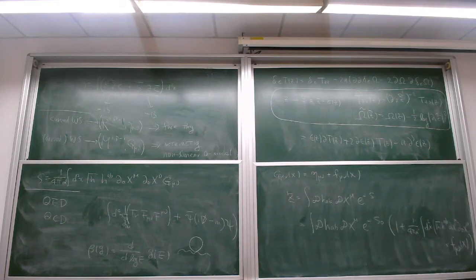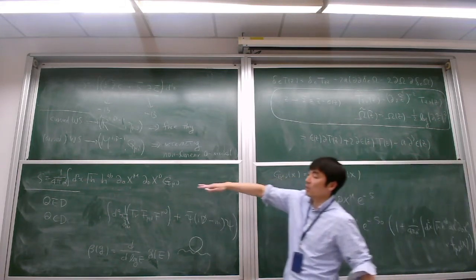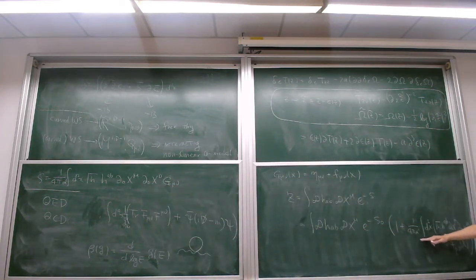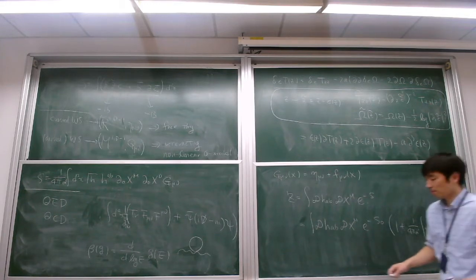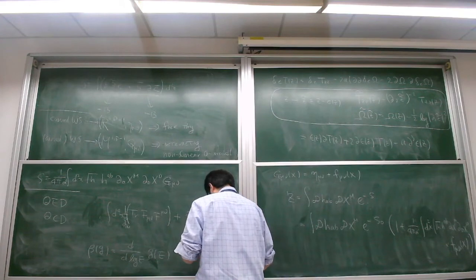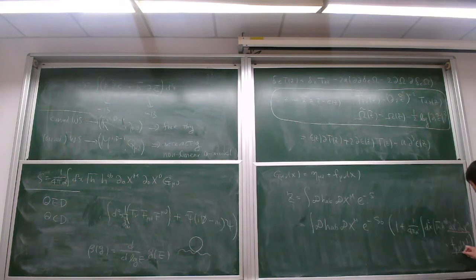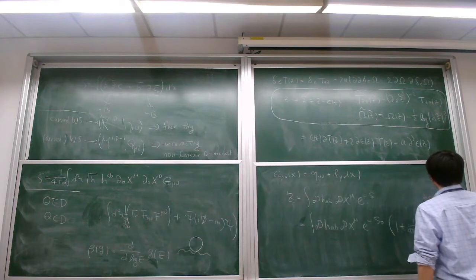Okay, so I just plug this into here, and do the Taylor expansion of the e to the minus S. The leading order is 1 plus this one. If you do the Taylor expansion, as you can easily see, this part, as we already know, is the same as inserting a massless operator.